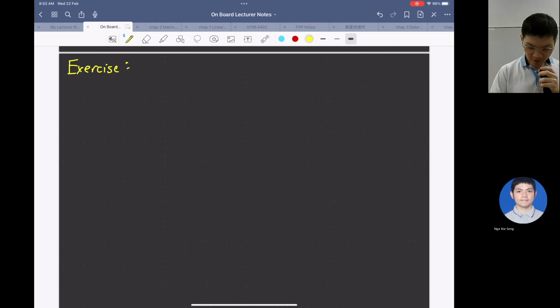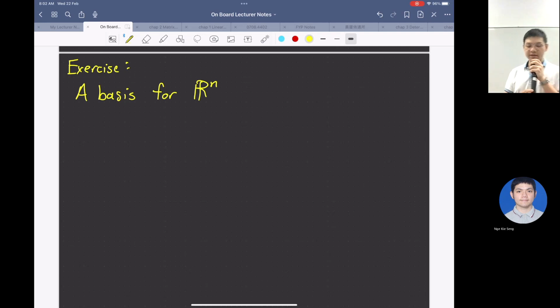Okay, so what's the basis in Rn? What's the basis for Rn? So what's the set of vectors that span and are linearly independent in Rn? What's the basis for Rn? Any idea?